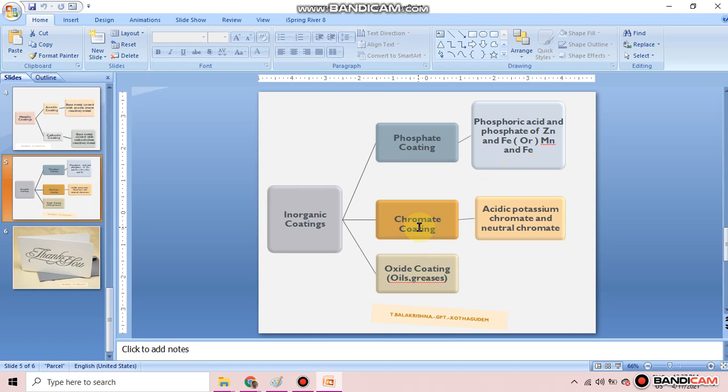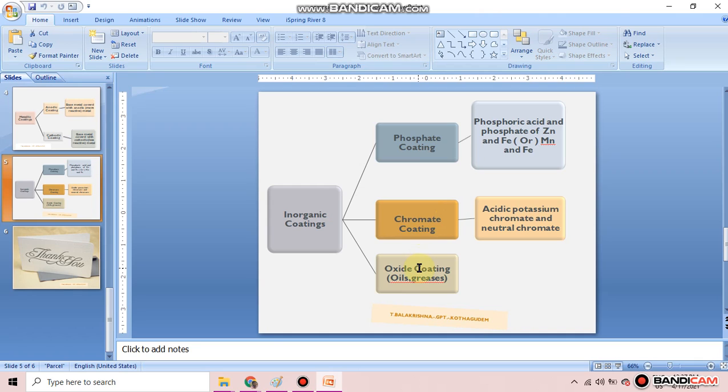In this coating, we dip the metal rod into the chromate solution. A chromate layer forms on the metal surface that acts as a protective layer from corrosion. The chromate solution is prepared using two chemicals, acidic potassium chromate and neutral chromate. We mix the two to prepare one solution and dip the metal rod in it. Next one, oxide coatings.